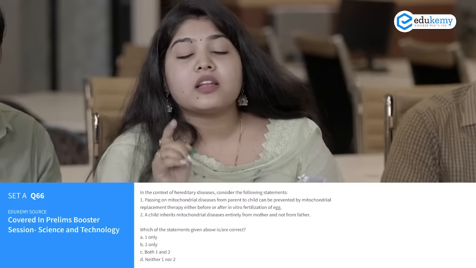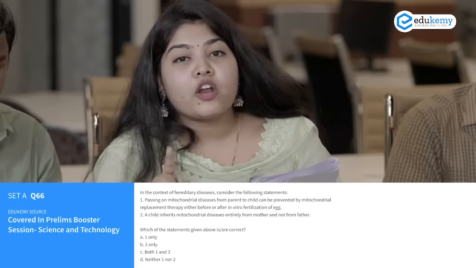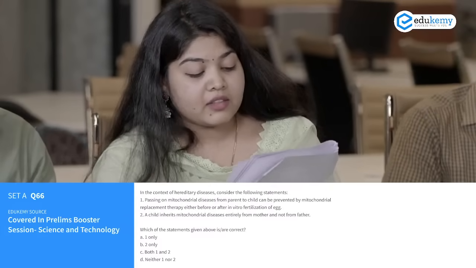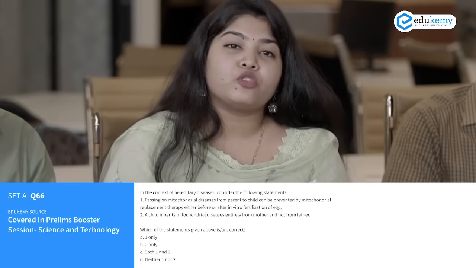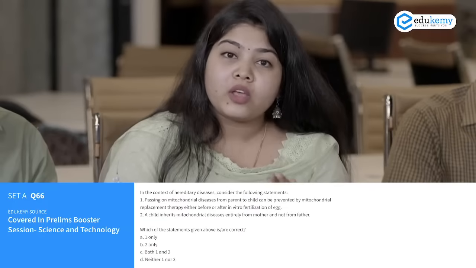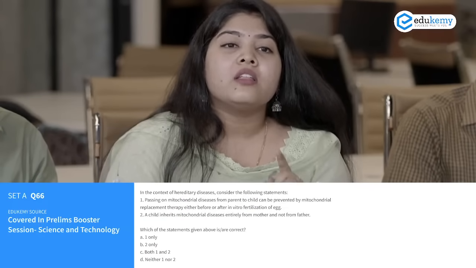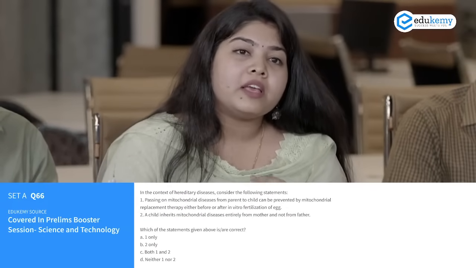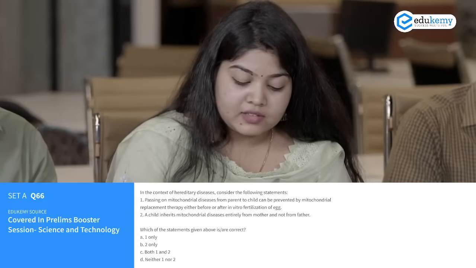The second option, that the child inherits mitochondrial disease entirely from the mother and not from the father, here the shortcut will fail. If you see that extreme statements go wrong, no, here the extreme statement is correct. The mitochondrial disease can only be inherited from the mother. So the answer is B.